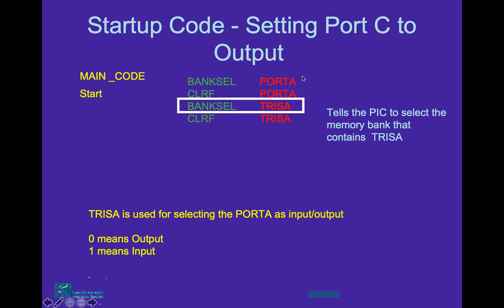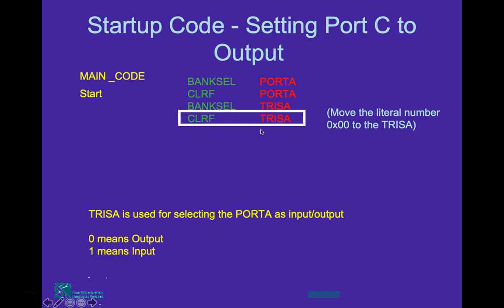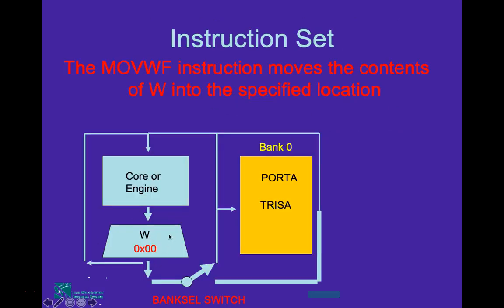And the reason why we are making it output, I'll let you know in the next coming slides. Now, CLRF is going to do the same thing. As I said before, it's going to send the 0x00 hexadecimal number to the TRISA. So it will send this literal number to the TRISA, and TRISA also resides in bank 0, so you don't have to switch the bank. If you had another register which belongs to another bank, then you might have to provide the instruction to select another bank and use another register.